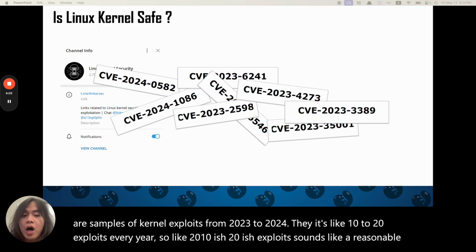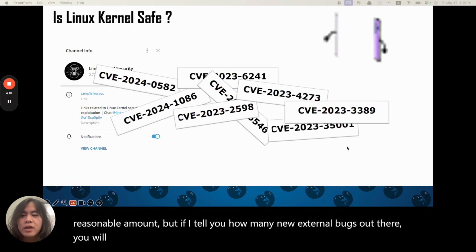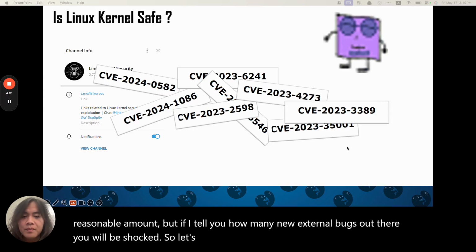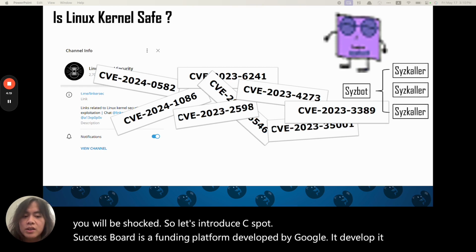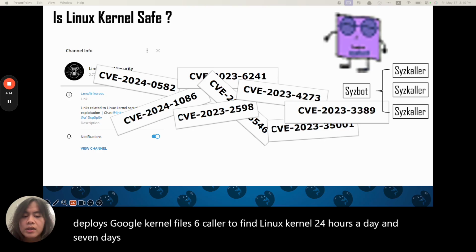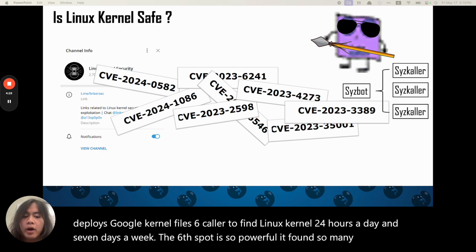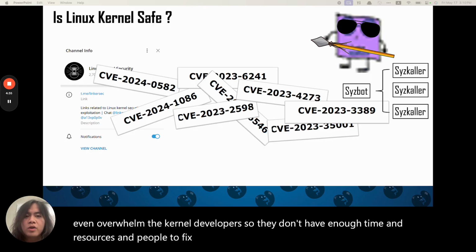But if I tell you how many Linux kernel bugs are out there, you will be shocked. So let me introduce Syzbot. Syzbot is a fuzzing platform developed by Google. It deploys Google's kernel fuzzer Syzkaller to fuzz the Linux kernel 24 hours a day and 7 days a week. Syzbot is so powerful that it found so many bugs that it overwhelmed the kernel developers. They don't have enough time, resources and people to fix all the 2 to 3 new bugs found by Syzbot every day.